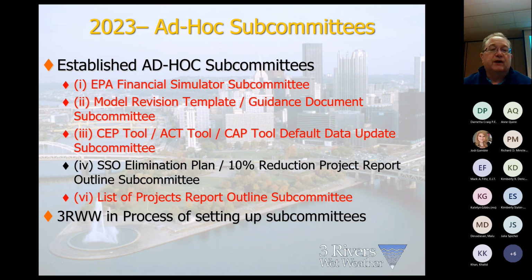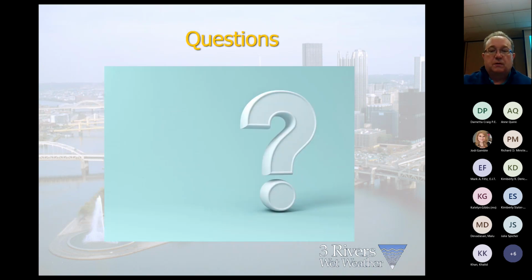And then finally, the list of projects outline committee. So what does that report look like? How do we put the different sections for the different needs as you're putting that list of projects together? And as Dave said, keep your eyes open. If you did volunteer, we'll be setting those up here in early March. That's what I have for today, unless there are any questions.